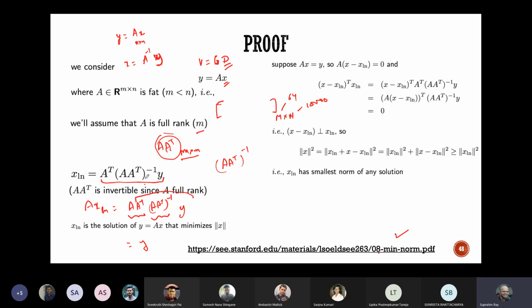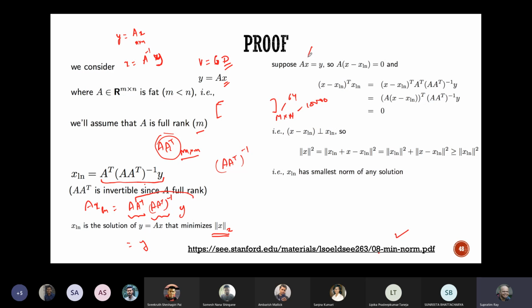But now I'm going to show that this is actually a solution which minimizes this. It is the minimum norm solution as well. Here I should specify that this is the L2 norm. So how do I show that? So here's the solution.